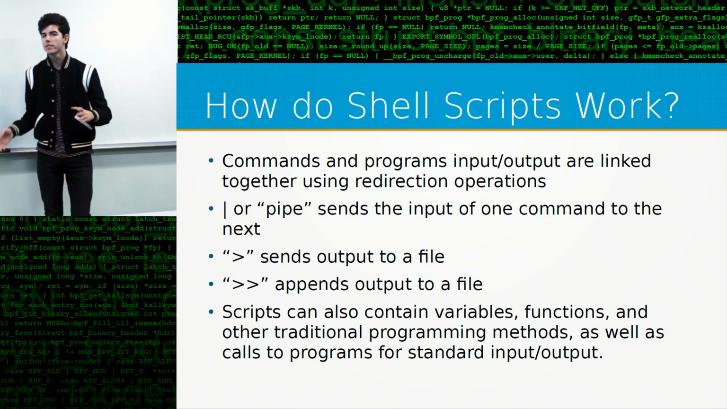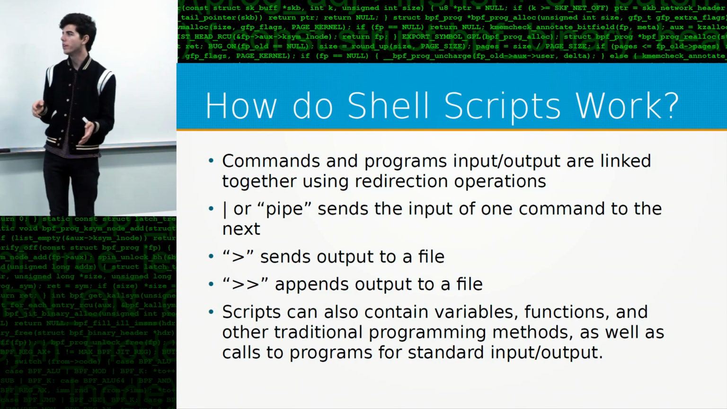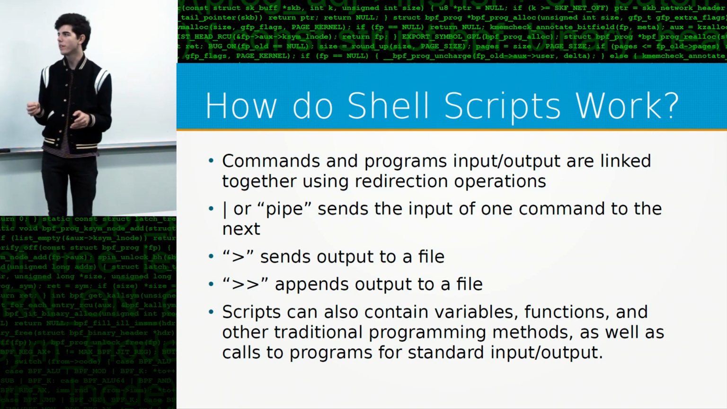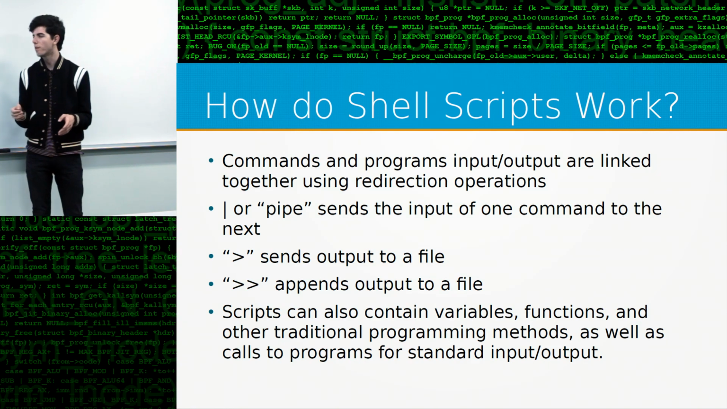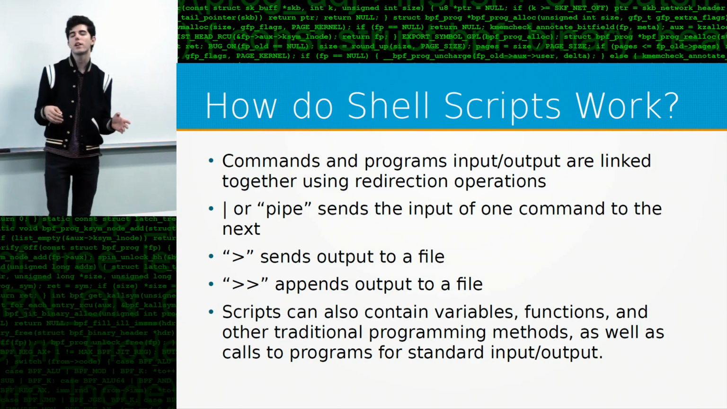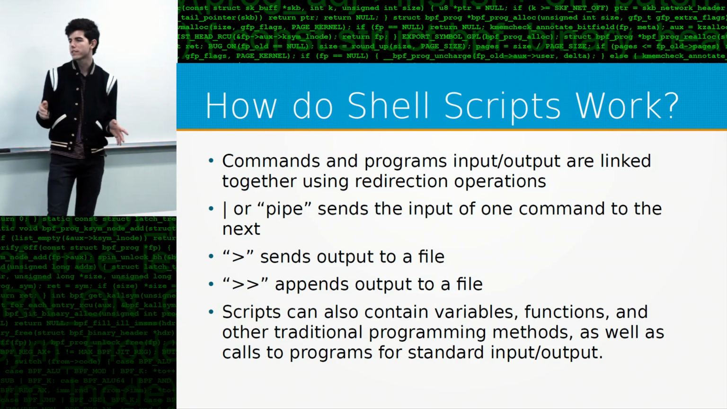So, commands each have their own input or output. They're linked together using different redirection operations. The first command, the horizontal bar or pipe, sends the output of one command from standard output to the next as standard input. If one program returns foo, then the next will also interpret that as foo. Each thing which is printed will be used as an argument for the next, which is forwarded to the next process.